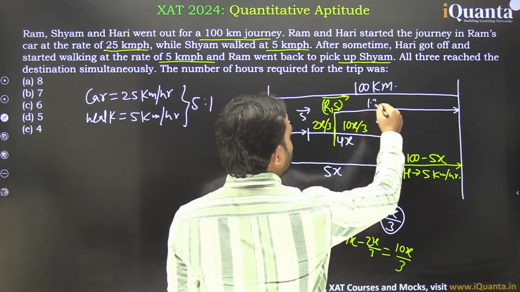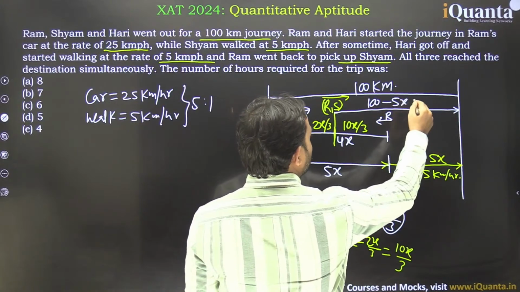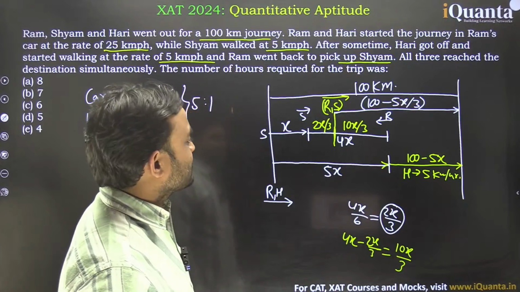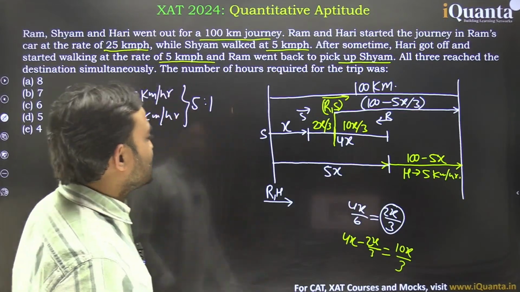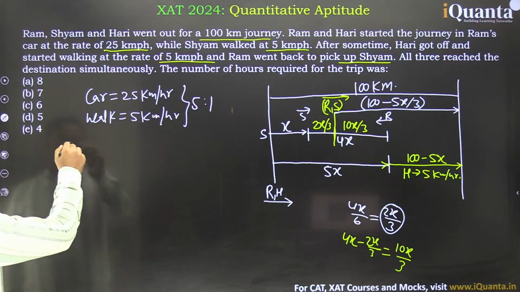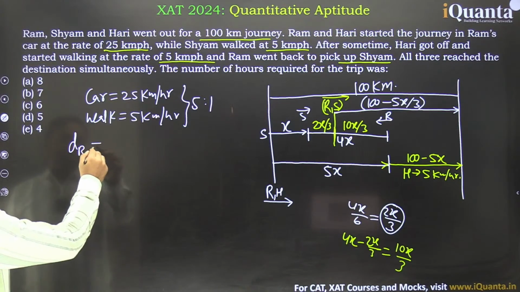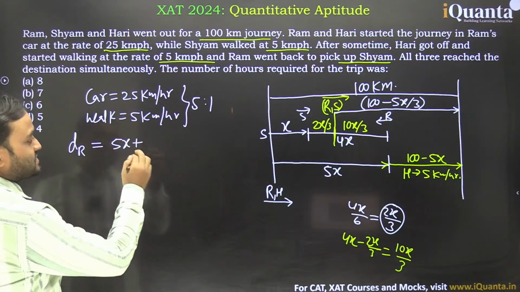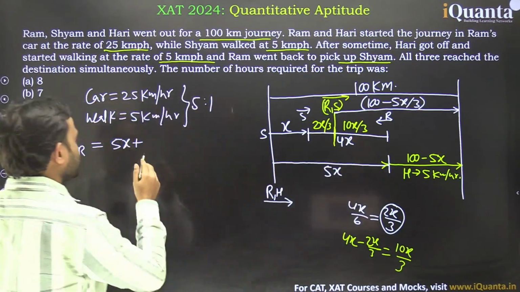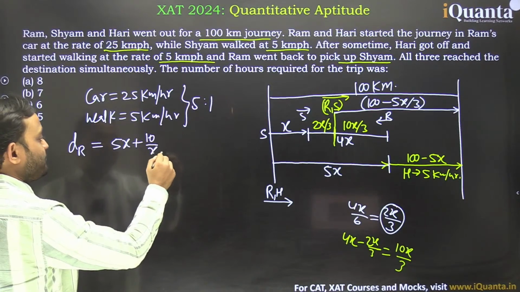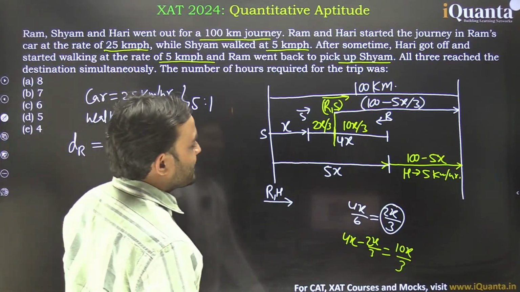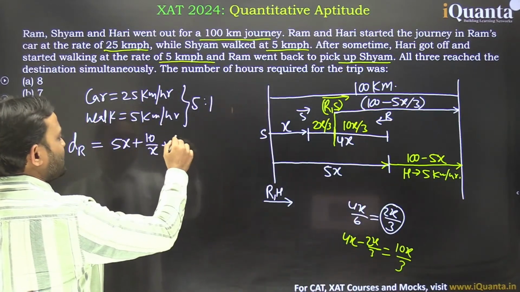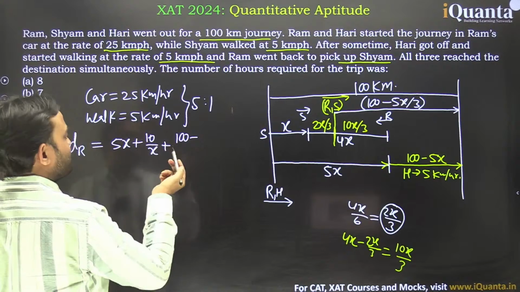So this will be 100 minus 5x by 3. Right? This will be 100 minus 5x by 3. So what is the total distance travelled by Ram? So distance travelled by Ram will be equal to first 5x plus 10x by 3 plus, again you can say this is 10x by 3 or 100 minus 5x by 3. So 100 minus 5x by 3.